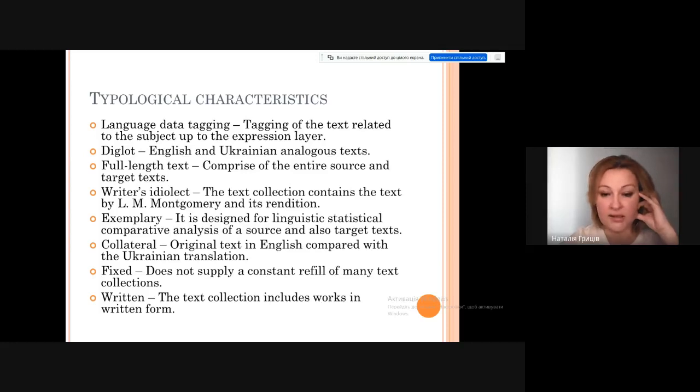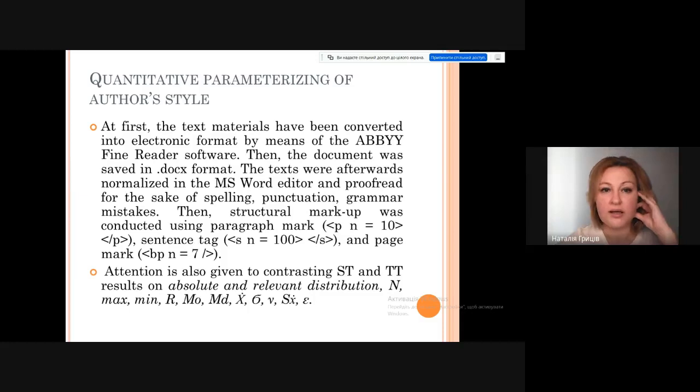Collateral, original text in English compared with the Ukrainian translation. Fixed, does not supply a constant refill of many text collections. And written, the text collection includes works in written form. In our case, that is the printed and typed version of the original and the translation. That is when we talk about some quantitative parameterization of author style.